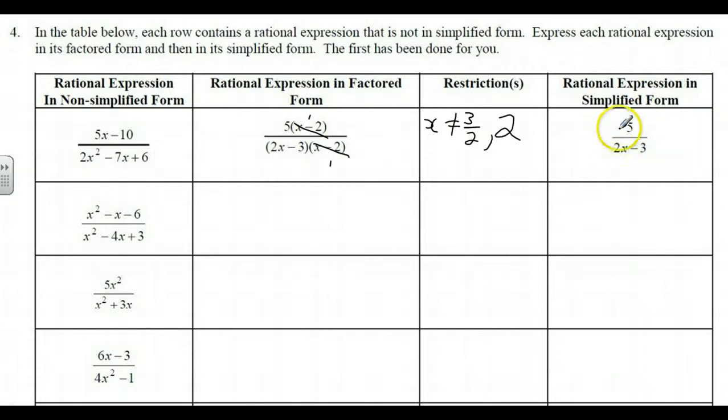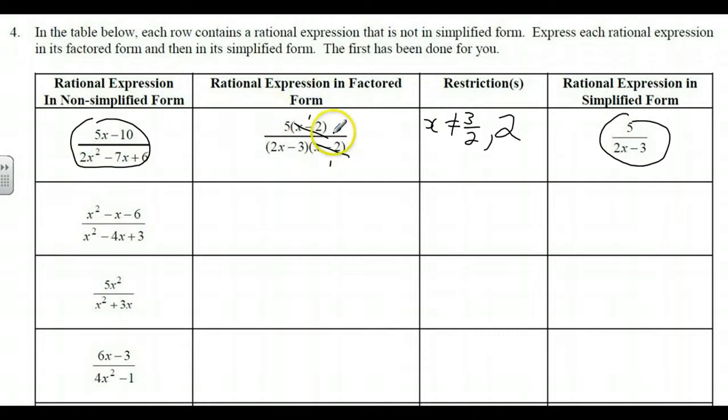Nothing goes into 5, 2, and 3, right? They're mutually prime. And what that says is that this expression and this expression will evaluate to the exact same thing every single time, as long as x is not 3 halves or 2. Because if x is 3 halves, well, this one has problems. It'll be undefined, and so will this. But if x is 2, this is defined, right? Put a 2 in there. You get 4 minus 3 is 1. This will be 5. This will be undefined if x is 2.